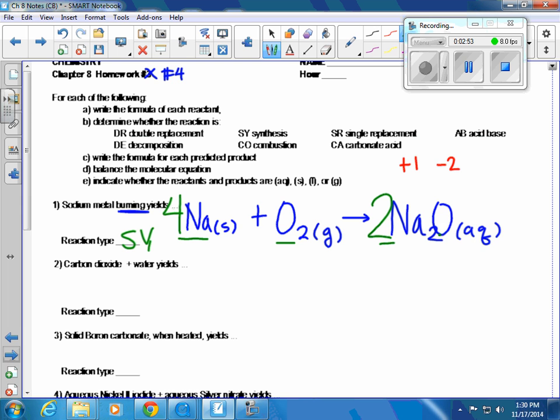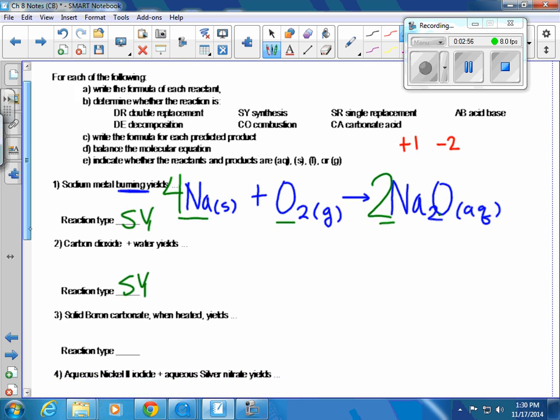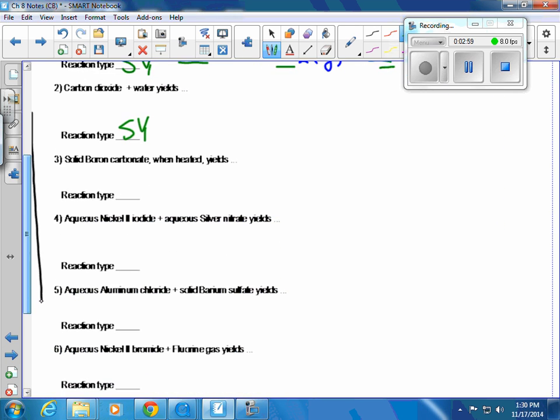Okay, number 2 is also synthesis, so I'm not going to show you that one because it would be the same kind of format. But let's take a look at number 3. So we have solid boron carbonate. Boron is one of those exceptions that actually makes an ionic substance. So the charge for boron is +3, carbonate is -2. So I know that I need 2 borons, parenthesis, carbonate, CO3, and I need 3 of them. Now this one says when heated. That means it's just throwing it on your stove and heating it up. You're not burning it, so I'm just going to draw my arrow. So it yields. So this is going to be a decomposition reaction.